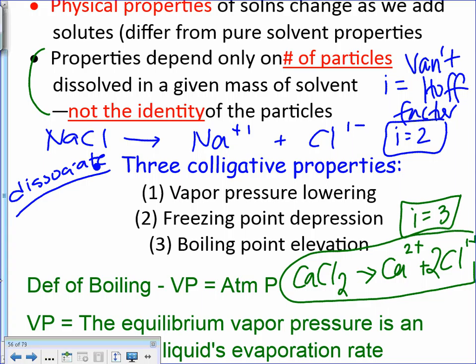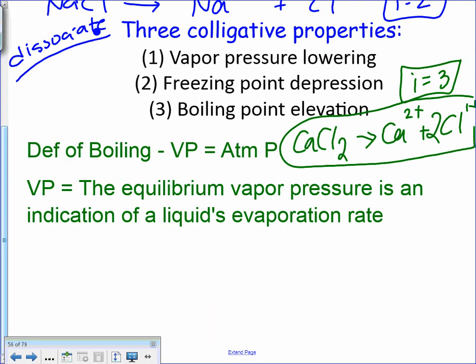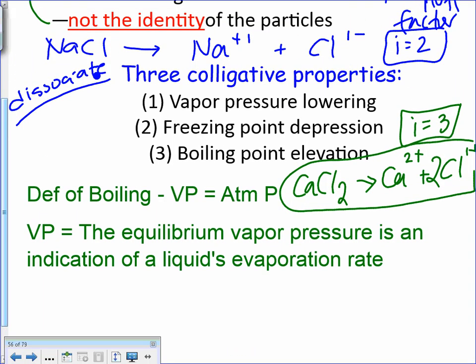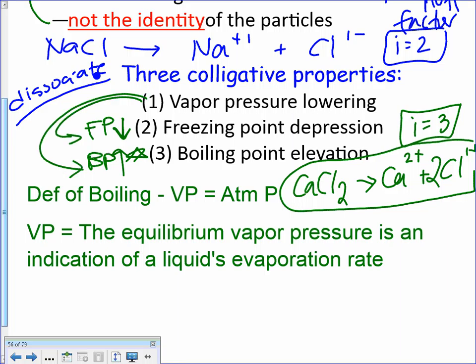The 3 properties that we are going to talk about today are boiling point elevation, which is why I told you that salt water boiled at higher temperatures, like 102 versus 100. Freezing point depression, meaning lower than what it should be. Boiling point elevation means increasing. And these 2 are actually controlled by the vapor pressure lowering.